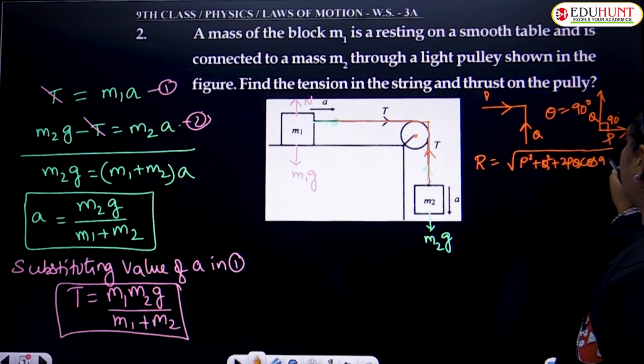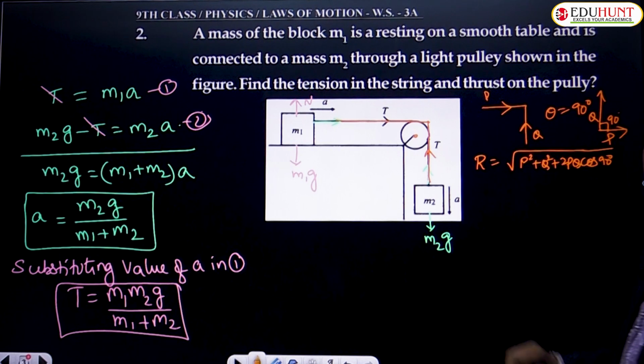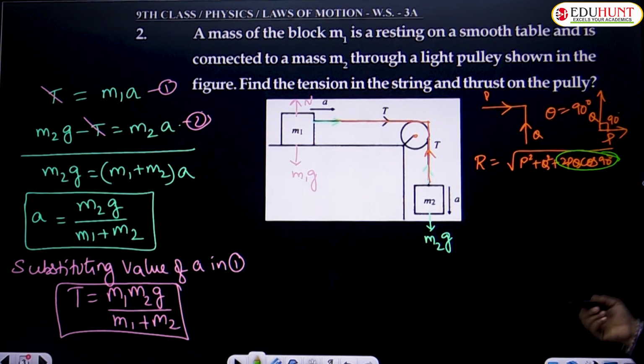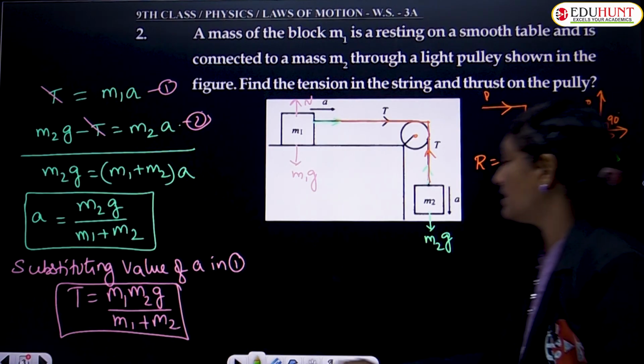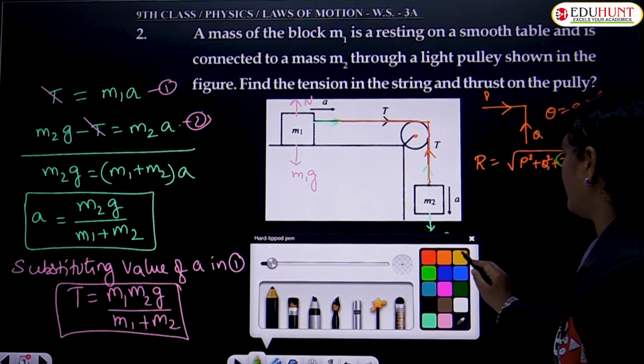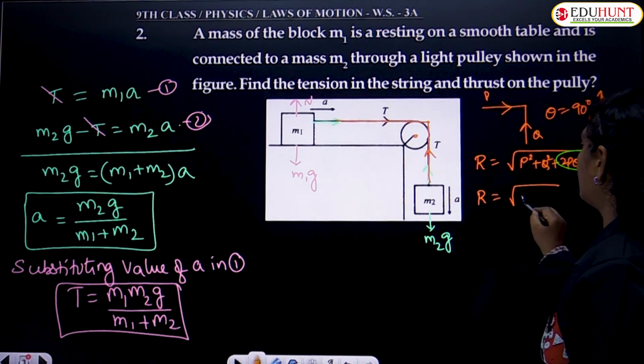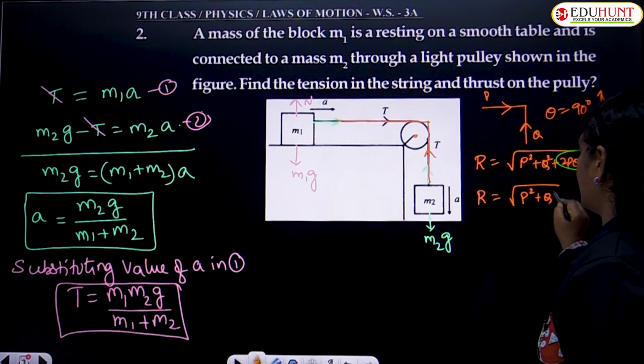Theta is now 90 degrees, but we know the cos 90 value is 0. So cos 90 being 0 means the whole term will be 0. 2PQ into cos 90 is 0. So 2PQ into 0 is 0. Then you are left with R is equal to root over P square plus Q square.